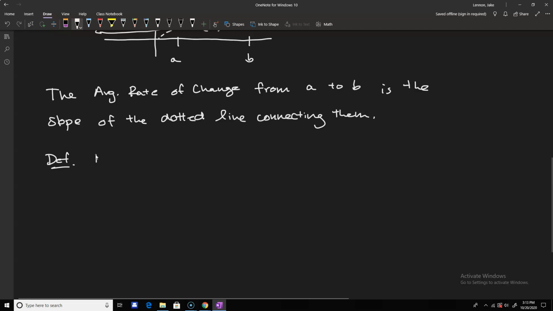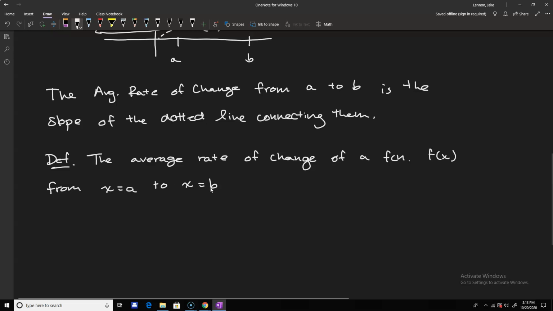So the average rate of change of a function f of x from x equals a to x equals b is given by, and I'll often abbreviate average rate of change just by ARC, it's going to be f of b minus f of a over b minus a.